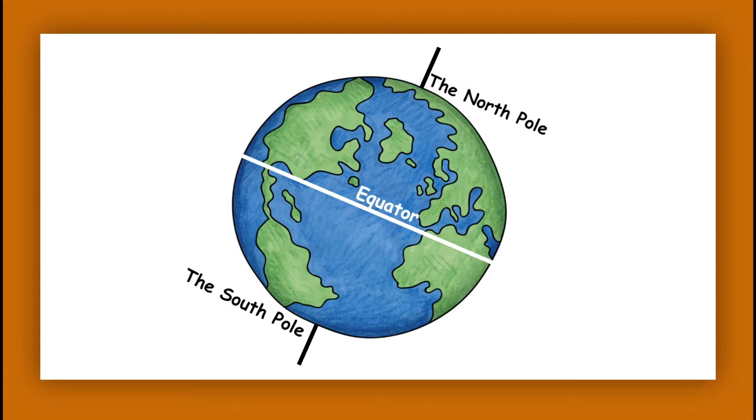Now, if you look closely, you can see that the Earth is not sitting straight up and down. It actually sits at a constant tilt or angle of 23.5 degrees as it spins. Next, let's look at the white line going through the middle of the Earth from left to right. This imaginary line is called the equator, and it's the dividing line between the northern and the southern hemispheres.